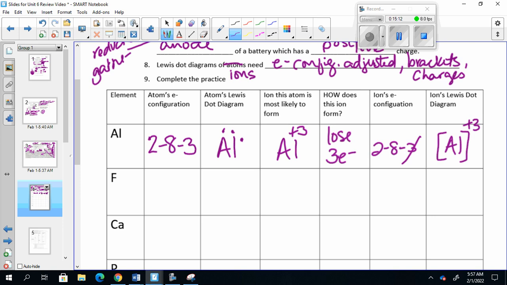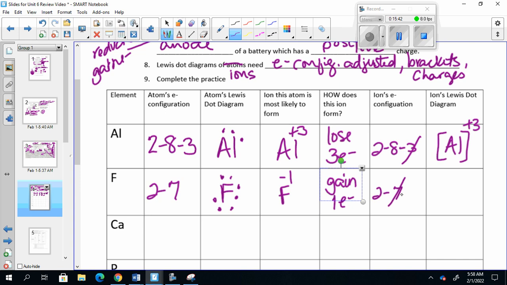All right, let's do another one. Fluorine. So fluorine is 2-7. So the atom would look like this. There is a -1 up in that top right corner. That's its oxidation state that is most likely. So it would become -1 by gaining 1 electron. So instead of being 2-7, it would become 2-8. So now when I draw it, I put all 8 dots on. I give it the bracket, and I give it the charge.